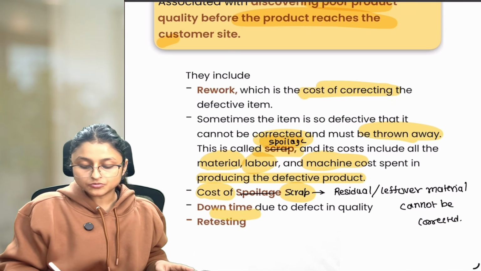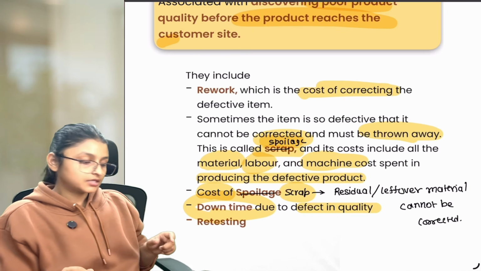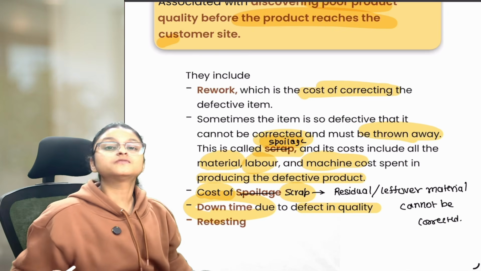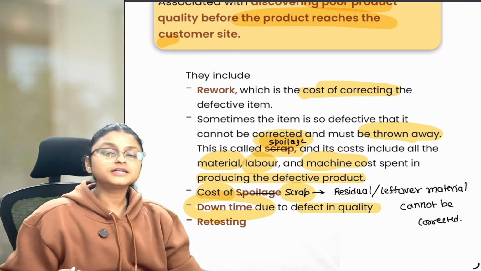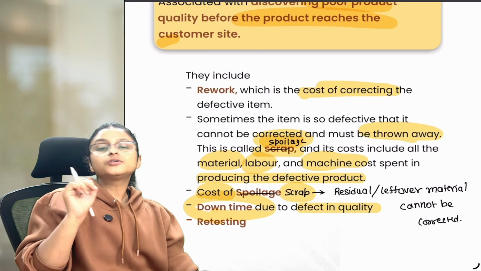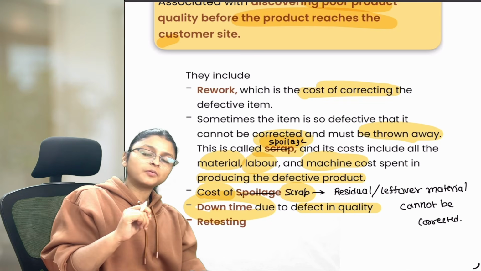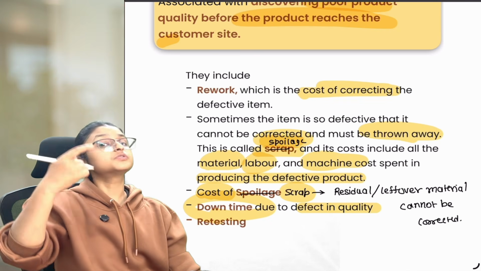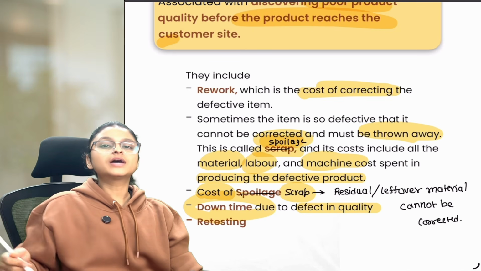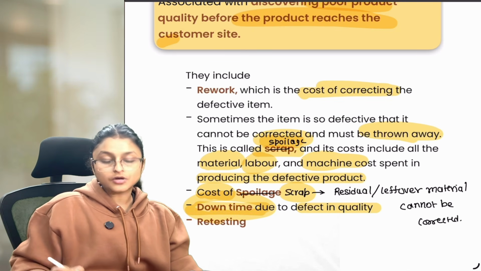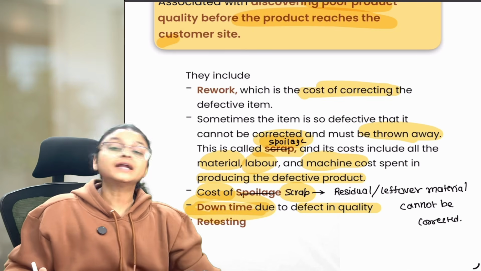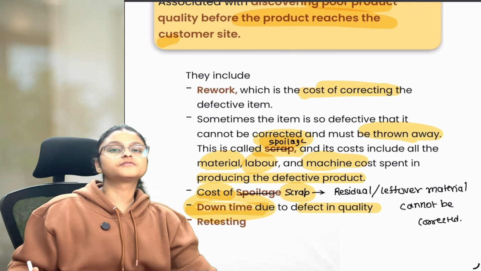Next comes downtime due to defect in quality. Think about it. If there is any defect which is found in quality, then we will definitely try to look into our machines, whether there is any problem with the machine or the specifications which we added in the machine. We'll try to correct it, right? For that, downtime arises, and that downtime cost will be included in internal failure cost.